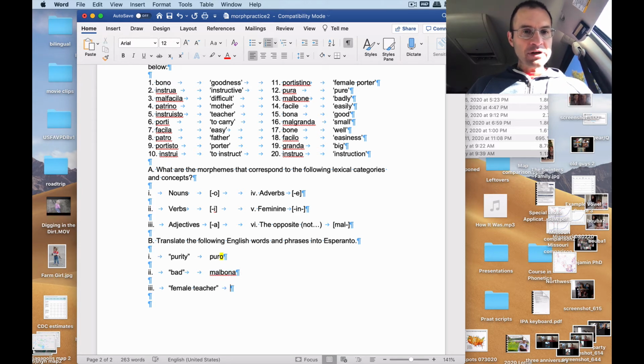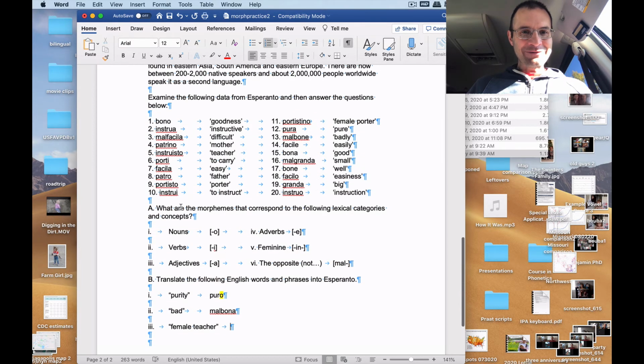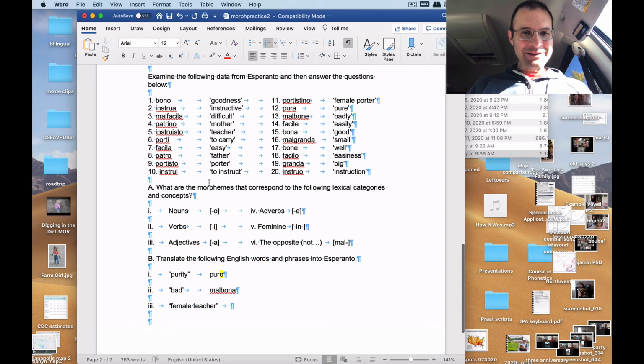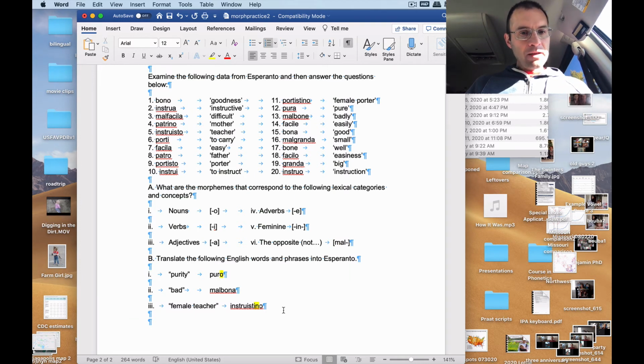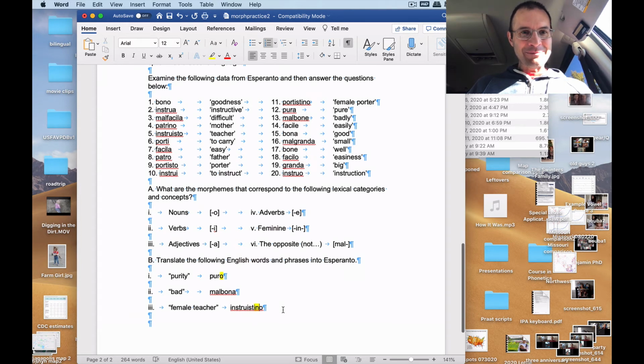And then a female teacher. Lastly, I've got to find the word teacher to get started on this one. Instruisto, right here. And as we've seen before, for the feminine form of a noun, you add that in before you add the O. So it looks like an infix, but it's really just the first suffix being added on there. But it's instruistino, a female teacher. Right. So I think that is all I'm going to say about Esperanto.